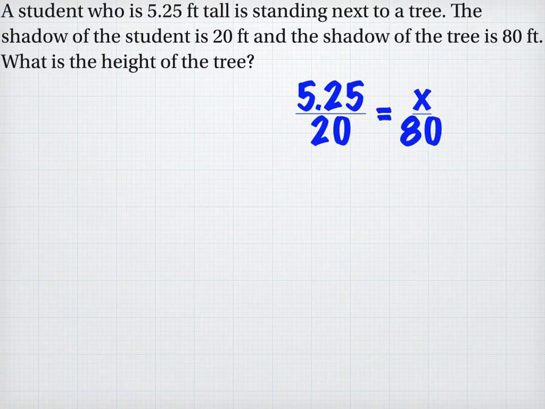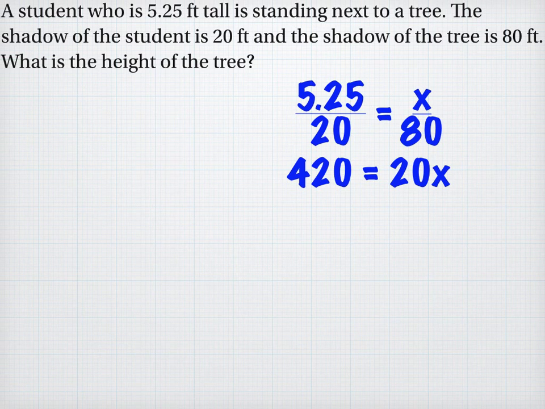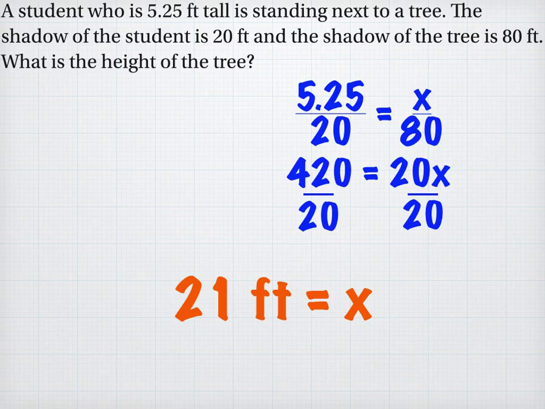The height of the tree is unknown, so that one's going to be x over the shadow of the tree is 80 feet. Just like all the other proportions that we've looked at, we need to go ahead and cross multiply and then divide, and you should end up with an answer of 21 feet. So the tree is 21 feet tall.